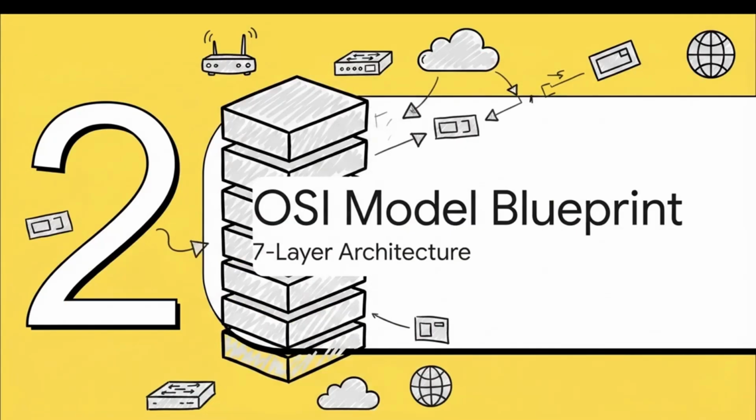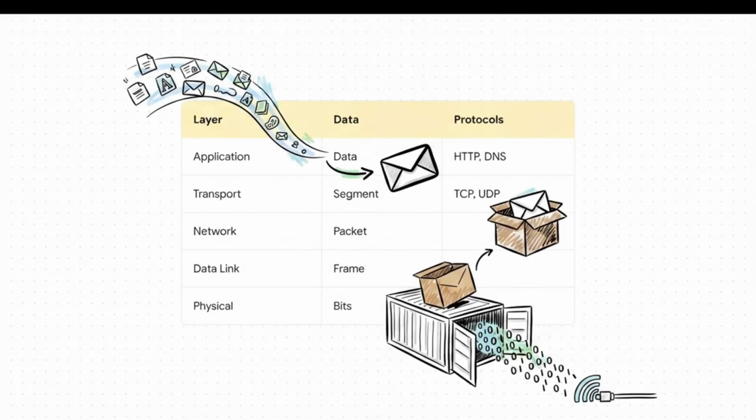Let's move to Section 2, Blueprint. The OSI model, the 7-layer architecture. To really visualize how data moves across these 7 layers, just take a look at that middle column. As this limitless, continuous stream of data from a user moves down the layers, it physically changes its name through a process called encapsulation. It starts as data or a message at the top application layers.